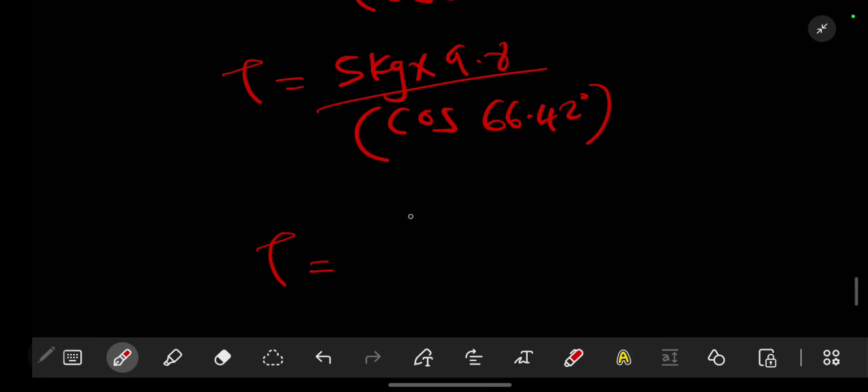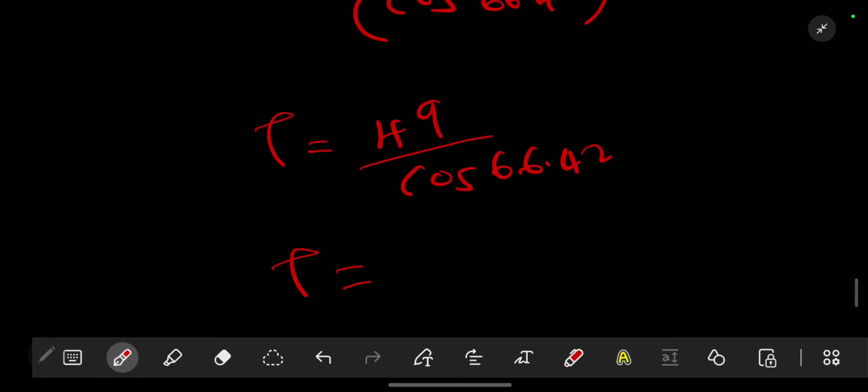So we have 5 by 9.8 will give us 49 over the cosine of our 66.42, which gives us T should be equal to, we have our 49 divided by our cosine of 66.42. This gives us 122.49 newtons.